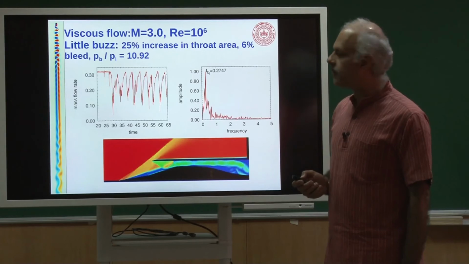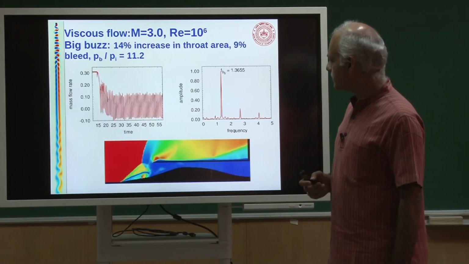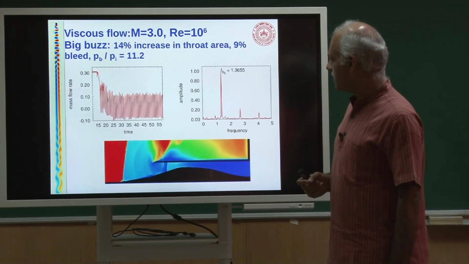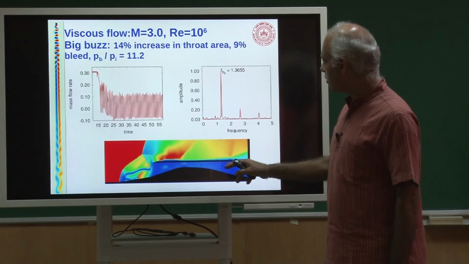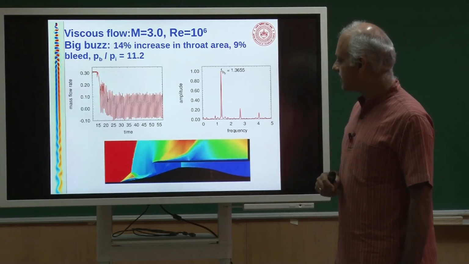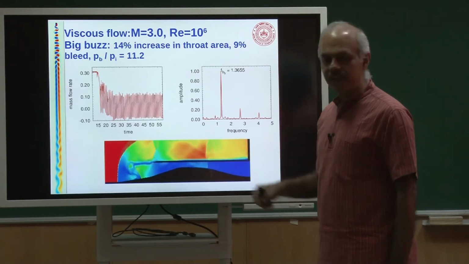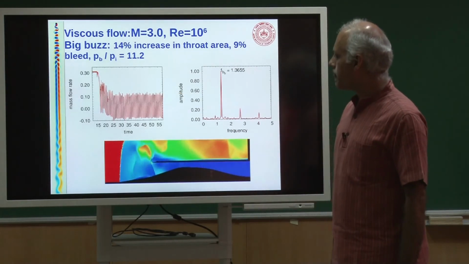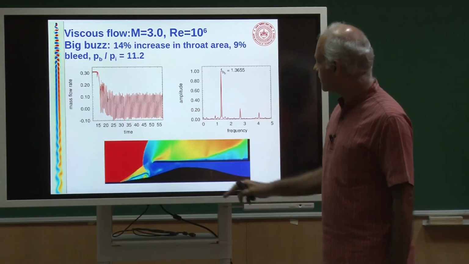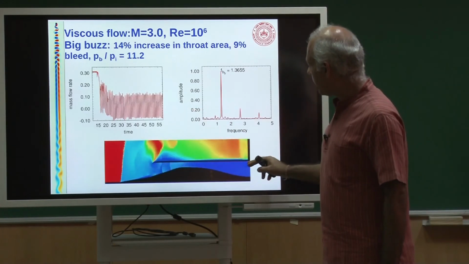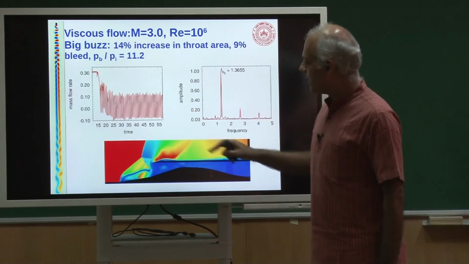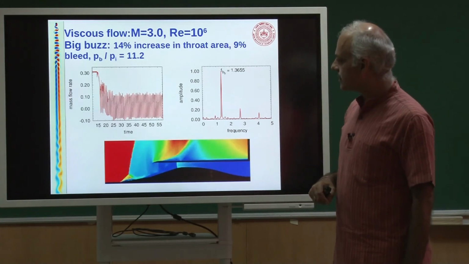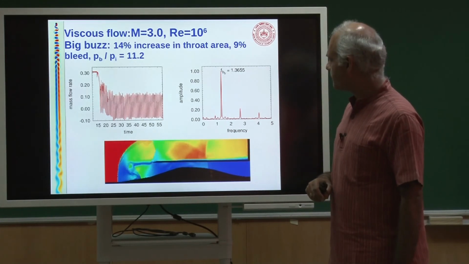Now, I will show you an example of the big buzz. So, here is the big buzz, wherein this normal shock is actually more devastating and it travels back and forth. And now, if you look at the mass flow rate, then in fact at some time instant you even get the mass flow rate going back and going outside the cowl, okay.